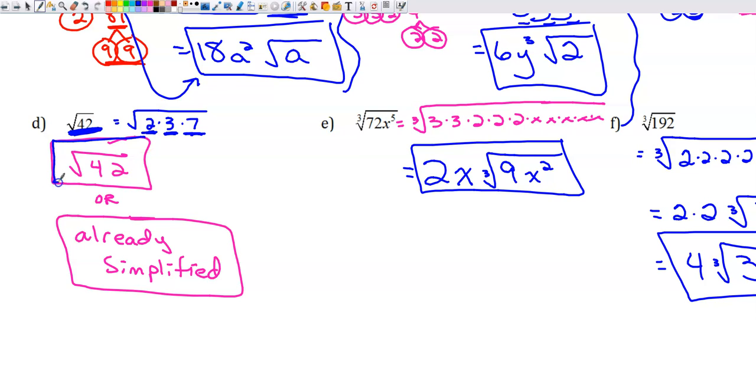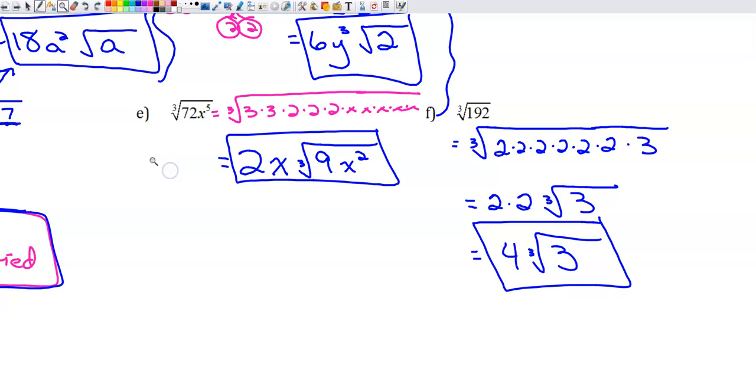So, 2 possible answers you could see. Square root of 42 is as far as I can go. If I had the fraction 5/6, I can't go any further, I'm done. Or you might see the answer in multiple choice written as already simplified. It's as far as it can go.